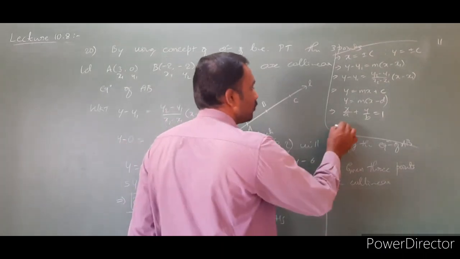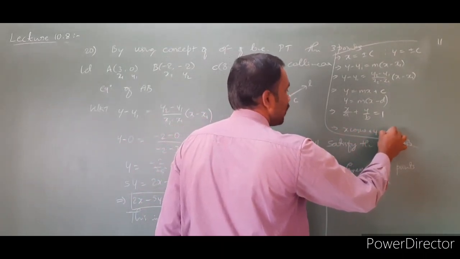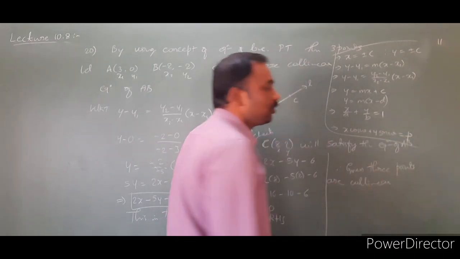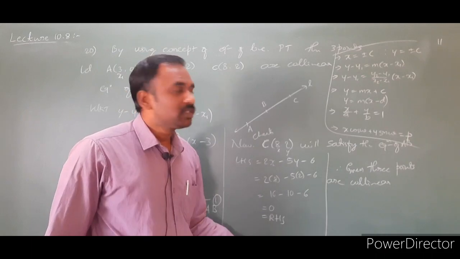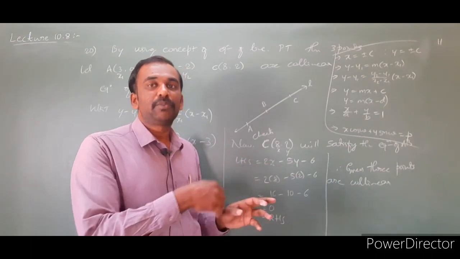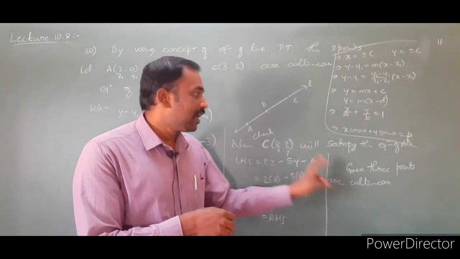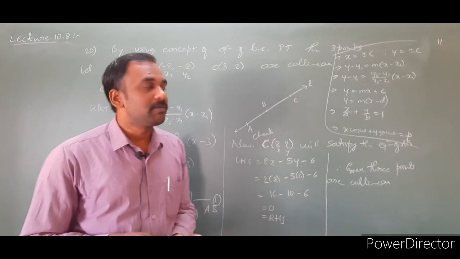And the normal form. What is the normal form? x cos omega plus y sin omega is equal to p, where p is the perpendicular distance from the line to the origin and omega is the angle between the positive direction of the x axis and the normal to the line. These 6 forms are very important.